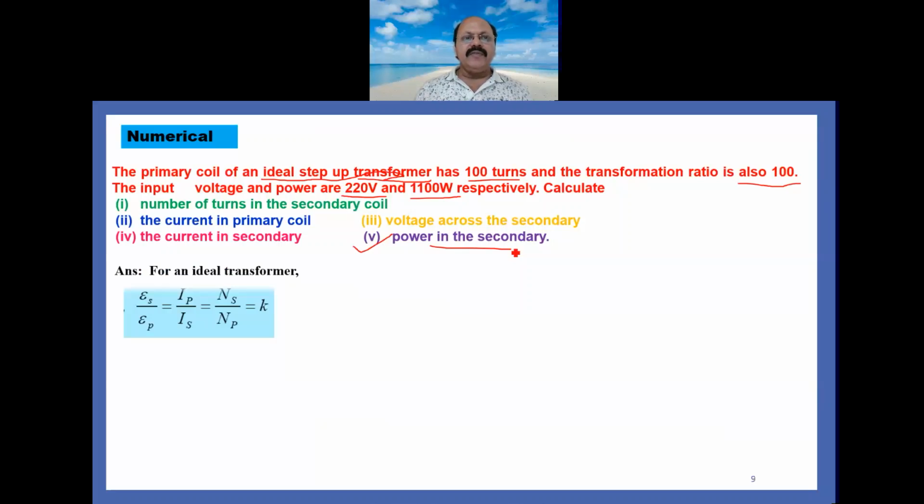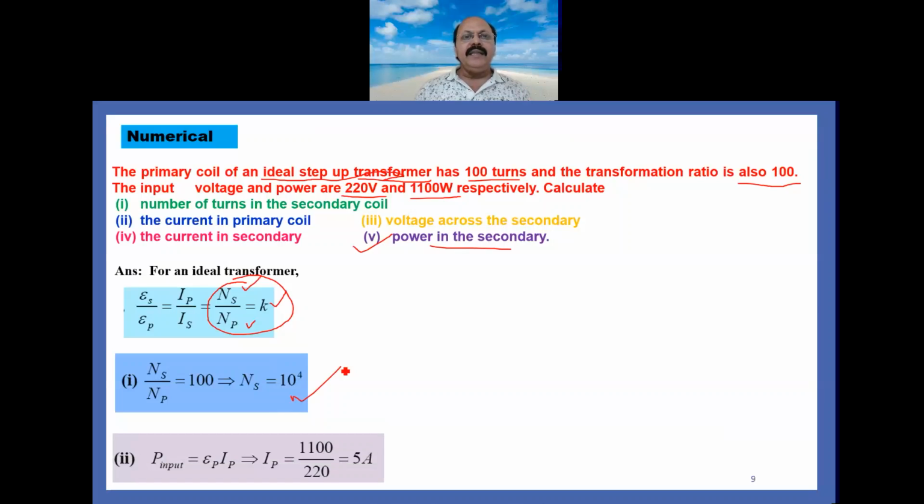So for an ideal transformer you have the formula ES upon EP equal to IP upon IS equal to NS upon NP equal to K. So in the first case, the number of turns in the secondary coil. We have to apply this formula because NP is given, K is given, only NS you have to find out. So K equal to 100, NP equal to 100, so NS is equal to 10 raised to power 4.